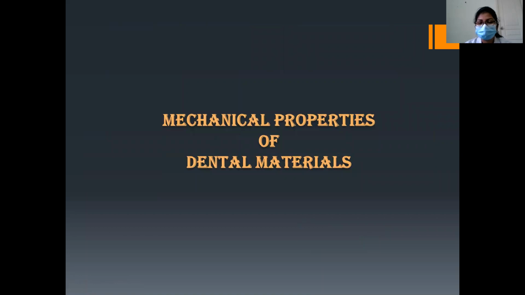So we are going to see about the mechanical properties of dental materials. Before going into the presentation, I would really like to tell you to go through your books before going for your exams, or if you need detailed knowledge on anything. You will always have to read books. This is just a gist of knowledge that I'm going to share with you all.